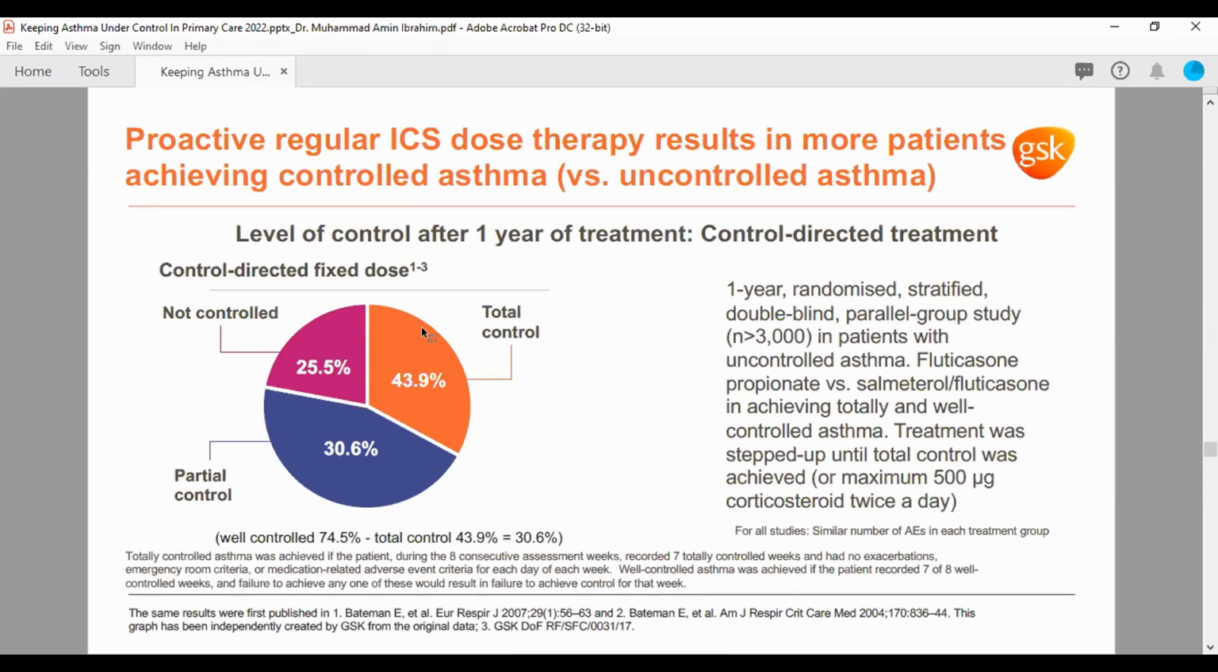So well control is defined whether patient have total control and partial control. So if we give regular inhaled corticosteroid, we can achieve up to 75% patient who have good asthma control. So good asthma control is not impossible. It's possible by giving a good asthma medication, which is inhaled corticosteroid plus LABA combination on regular basis.